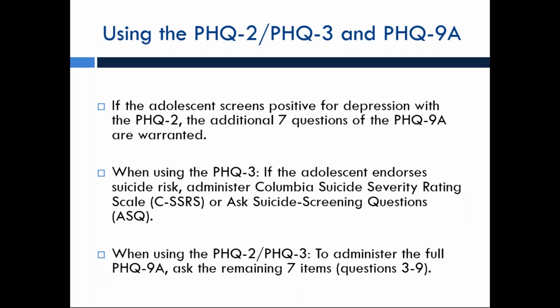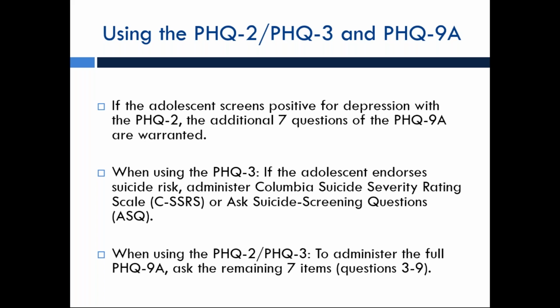So if the adolescent screens positive for depression with the PHQ-2, then you would go on and ask the full PHQ-9A. When asking the PHQ-3, if that last question about suicide risk is answered positively, you would administer the Columbia Suicide Severity Rating Scale, commonly referred to as the C-SSRS or the Columbia Screener, or the Ask Suicide-Screening Questions, the ASQ. The Columbia Screen has versions for adolescents as well as adults, so it's commonly used for both, and the ASQ is specifically for adolescents. We will go over the Columbia Screen during this webinar. The ASQ we will not, but there is some information in the slides about it, and it's readily available online.